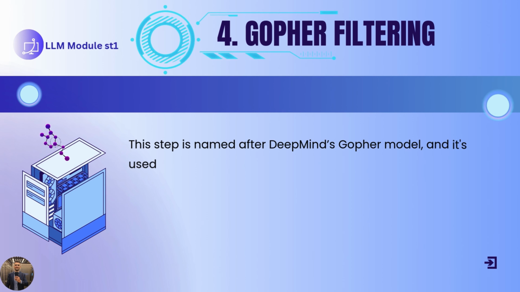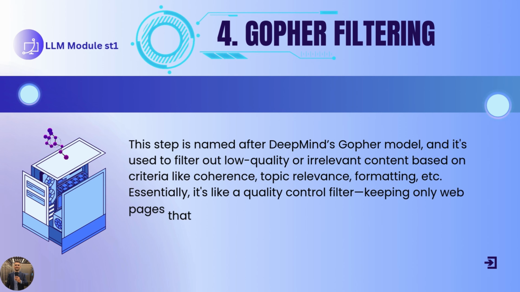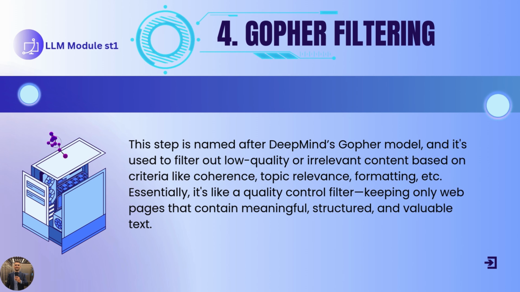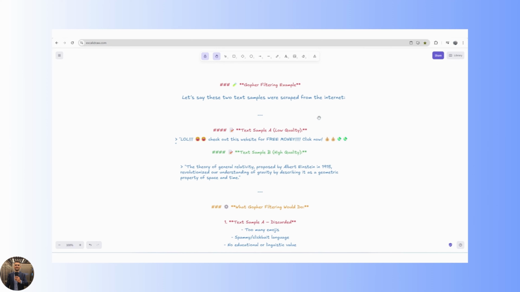This step is named after DeepMind's Gopher model, and it's used to filter out low-quality or irrelevant content based on criteria like coherence, topic relevance, formatting, etc. Essentially, it's like a quality control filter, keeping only web pages that contain meaningful, structured, and valuable text. Let's hear what you have from your side, Eva. Thank you, Stefan. Absolutely. Let's break down Gopher filtering with a clear example.